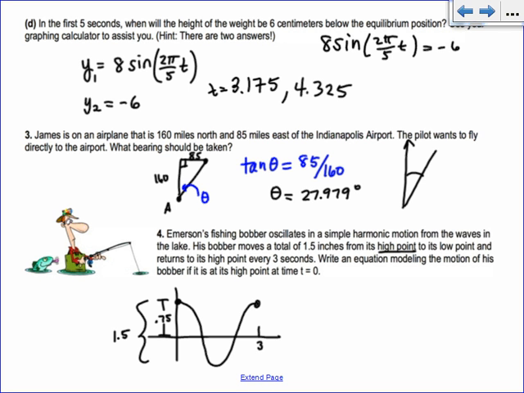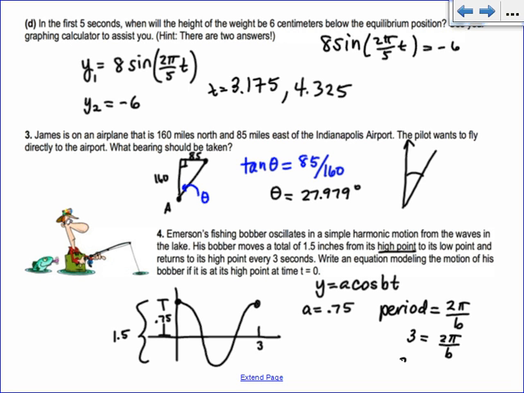Okay, so we're going to have a cosine equation. So we're going to set it up as A cosine of B times T. So the amplitude we found, what is the amplitude? 0.75, right? And then B we need to find. So the period is always equal to, for sine and cosine, 2 pi over B. Do we know the period? When's it back to its starting position? After 3 seconds, right?